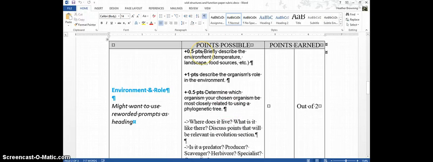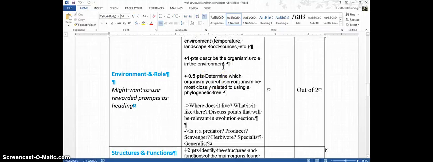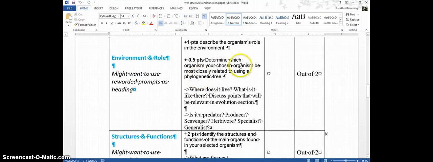So it's going to be half a point for that environment, talking about the temperature, the landscape, the food sources. A point for its role. So is it a predator? What eats it? What does it eat? A half a point is then going to go for who it's closest related to in your phylogenetic tree. You probably want to look at the Tree of Life website. If you find out the scientific name, see if anyone else is in the same genus. If it has a subspecies, who else is in the same species? And that'll get you there pretty quickly, right?